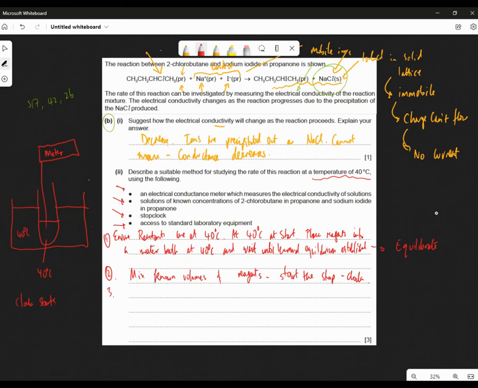Well, what do you do now? Well, obviously, you measure as the time goes on, measure the conductance at regular time intervals.